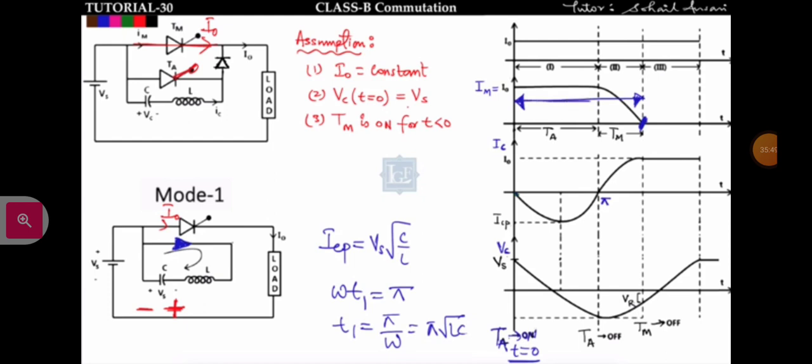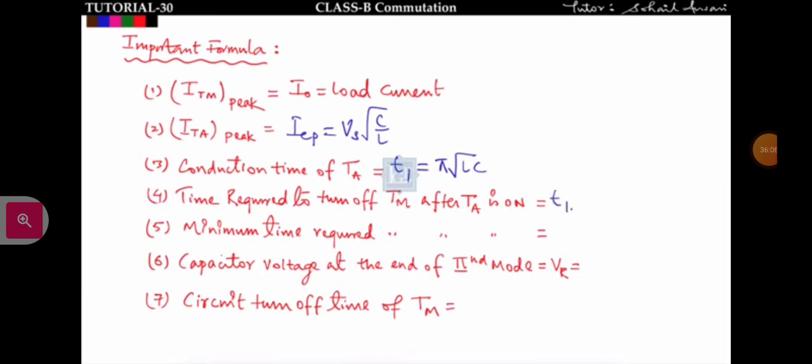What is the total time taken by the main thyristor to turn off? That is equal to T1 plus T2. This is T1, we have already discussed, and this is T2. So the overall total time will be T1 plus T2, and we have already found T1 as well as T2. T2 is equal to under root LC sin inverse I naught upon ICP. We have already found this equation. So the time required to turn off TM after TA is on is equal to T1 plus T2.